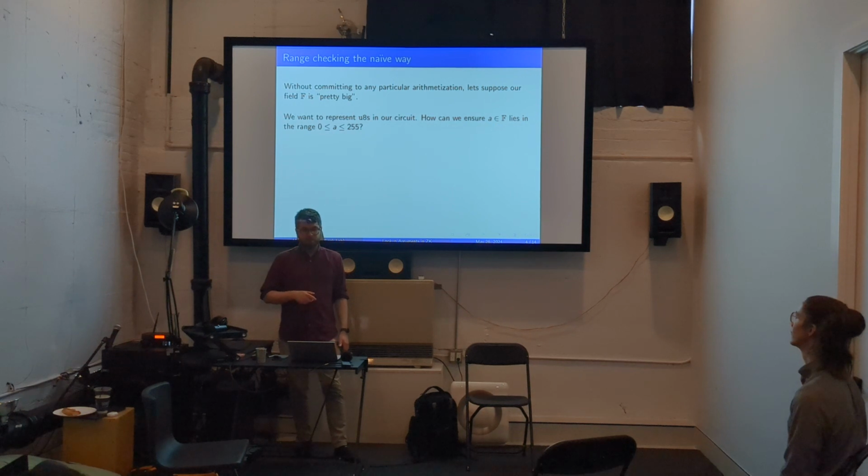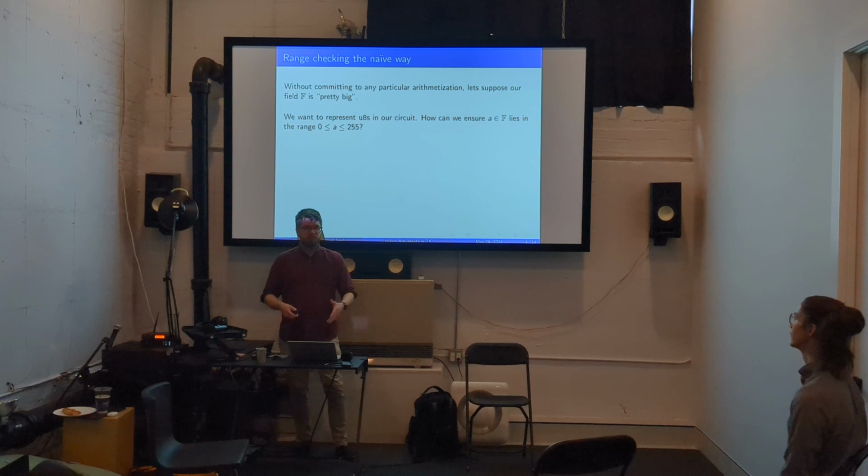And the idea is we want to represent uints, like uint8 or something like that, in our circuit. How can we ensure that some particular element a in our field F is within the range 0 to 255? How can we guarantee that it's a U8? You don't get to write inequalities necessarily. It's hard to make sense of that in a proof system.